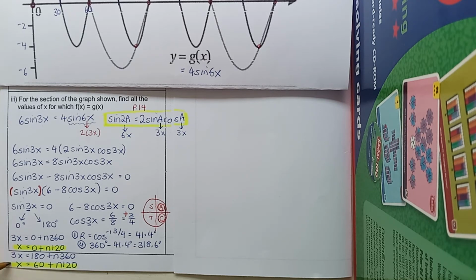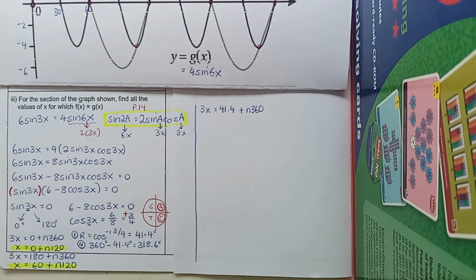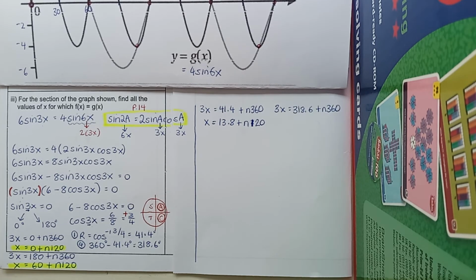Now I'm going to have to do the same thing with these that I did over here with my 0 and 180. So 3x equals, and then add n 360. That's because, of course, of the coefficient that I have there on my angle. So first of all, 3x equals 41.4 plus n 360. I'm going to divide that by 3, which will give me x equals 13.8 plus n 120. And the exact same for my fourth quadrant solution.